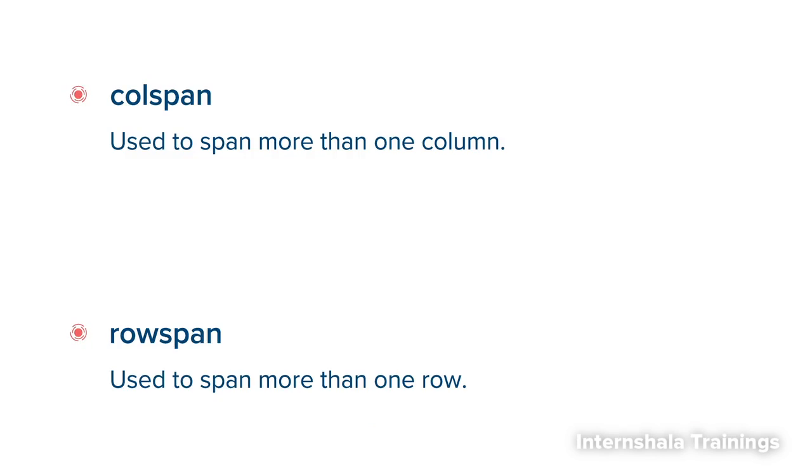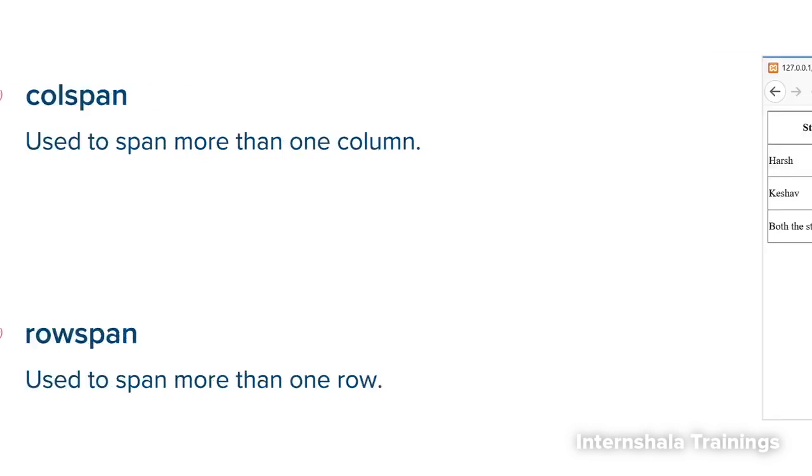Lastly, we have colspan and rowspan attributes. These attributes are used to span more than one column or row respectively. The only difference is that these attributes are not defined inside the table tag. They are used within the td tag. Let's see how we can use them.